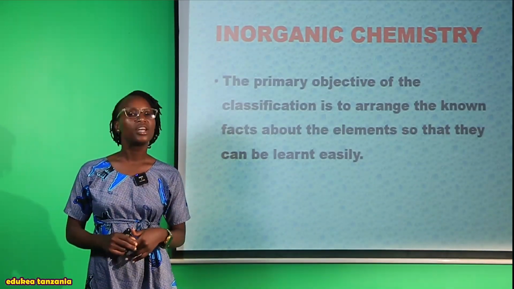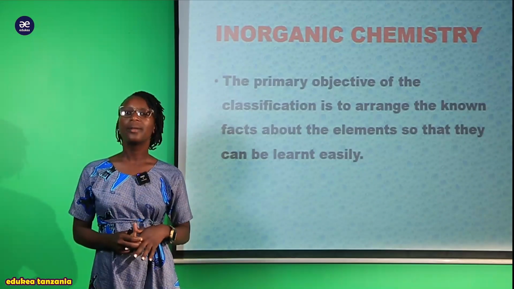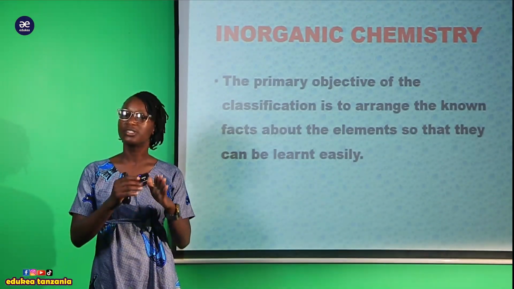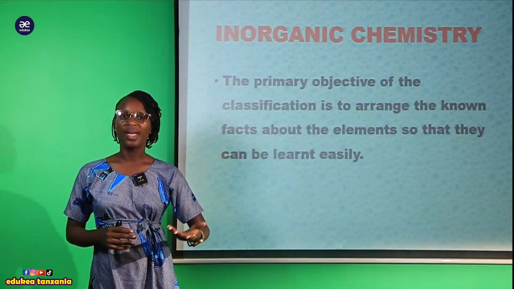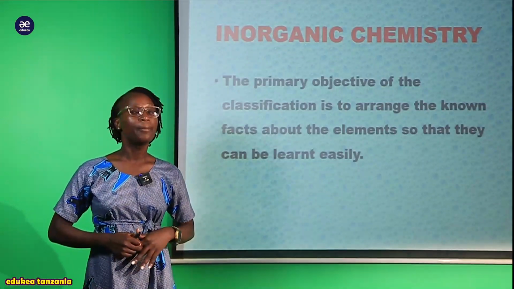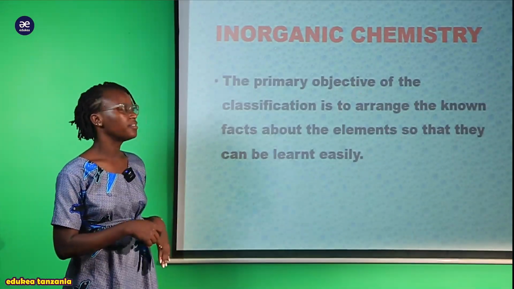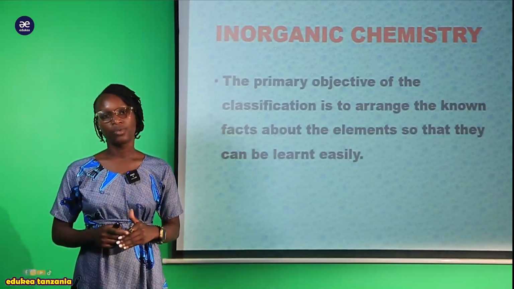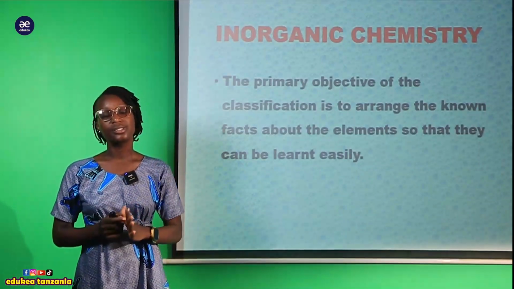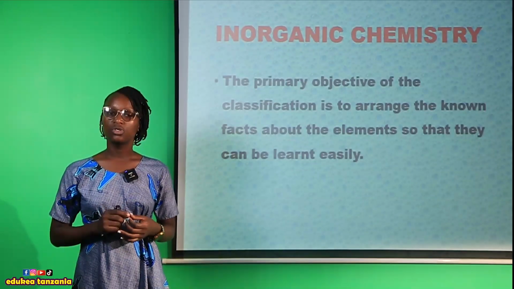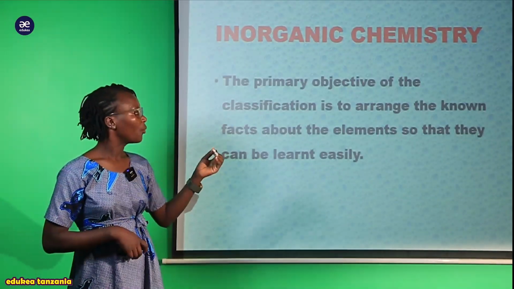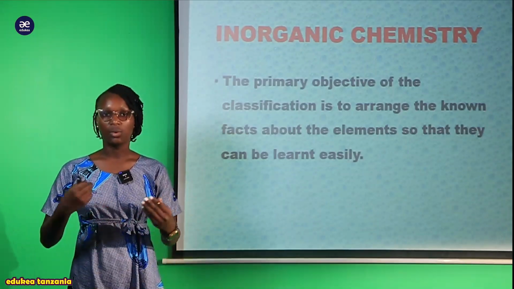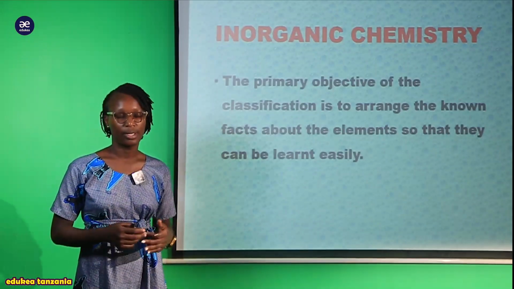Utaona kwamba we have a lot of elements, it could be very difficult to study them if not arranged in a good way or in a good follow-up. Sasa ndiyo maana ya main objective ya classification ya periodic table au periodic classification. So the main purpose of arranging these elements is to ensure that we simplify the way to learn those elements in a good way or in an easy way.